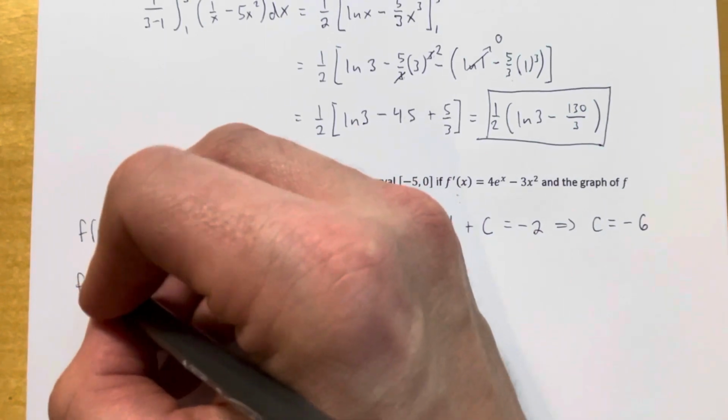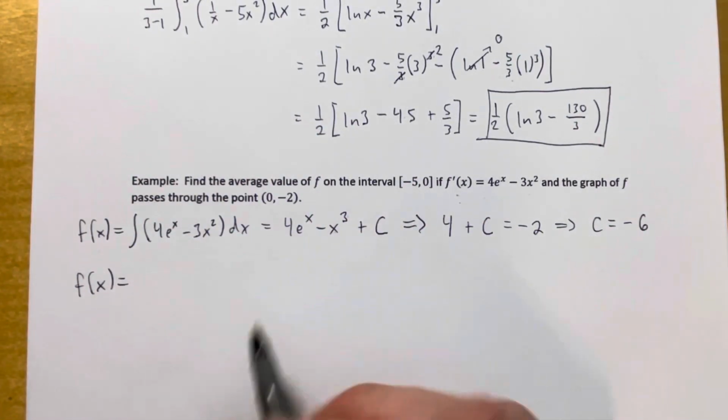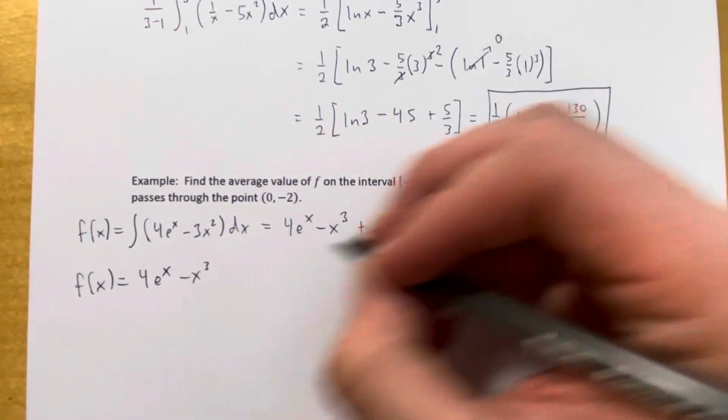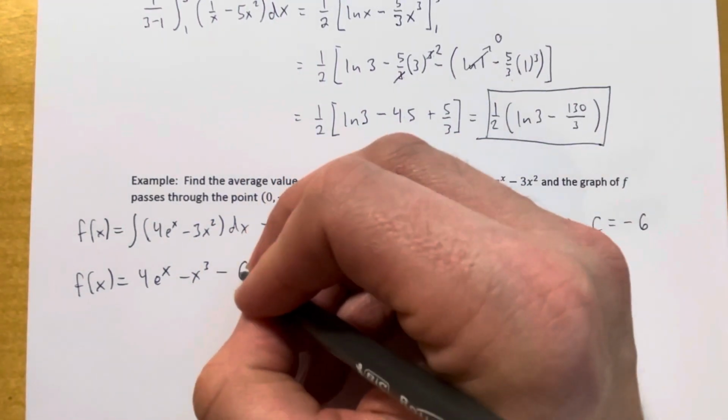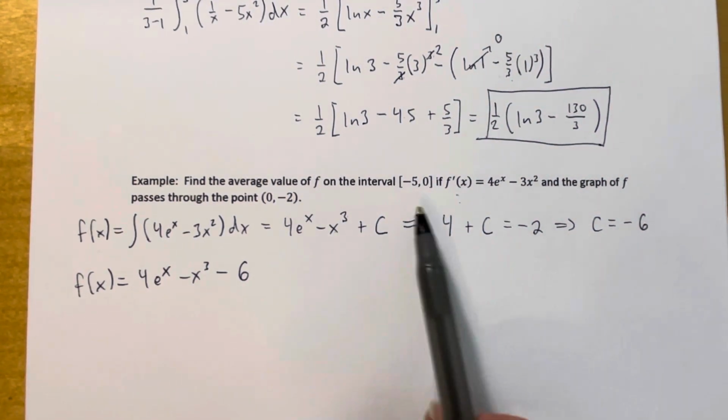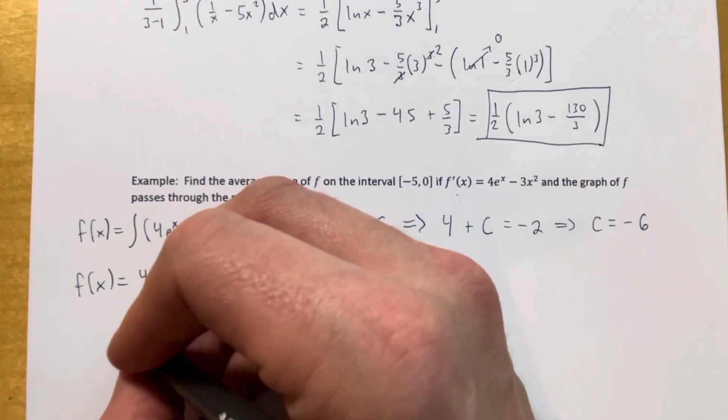So f of x is equal to 4e to the x minus x cubed minus 6. Now that I know what f of x is, I can find the average value of f of x over this interval. So we do that part next.